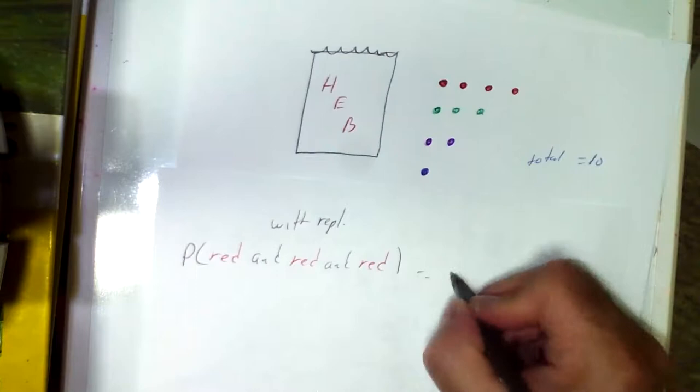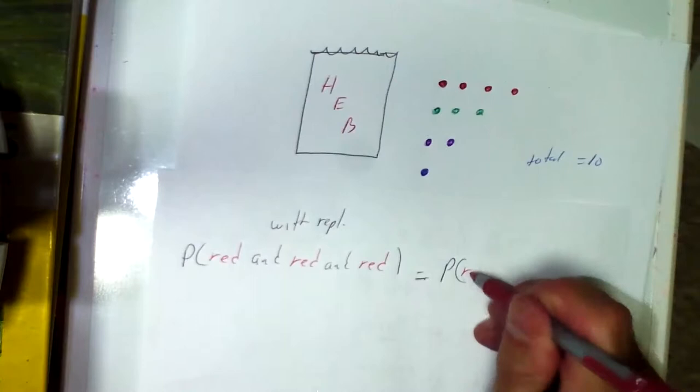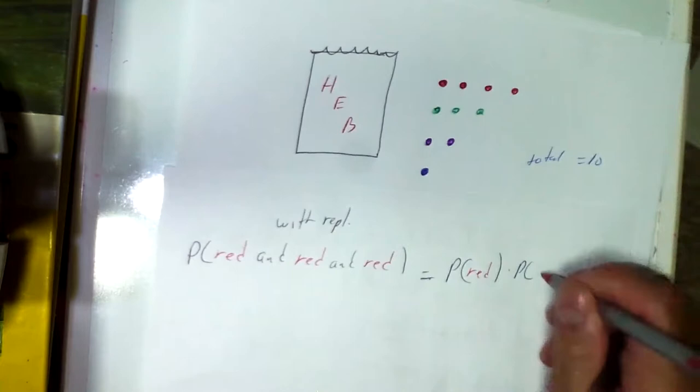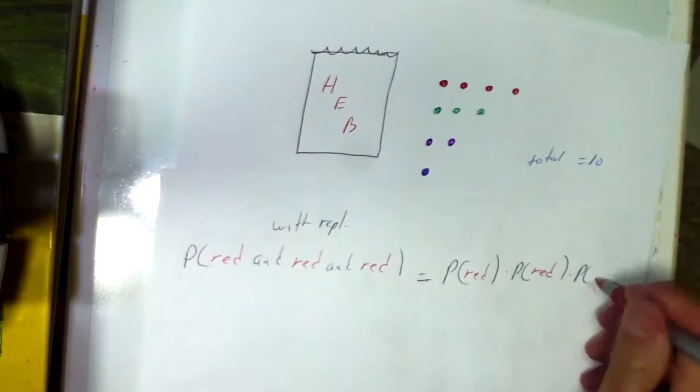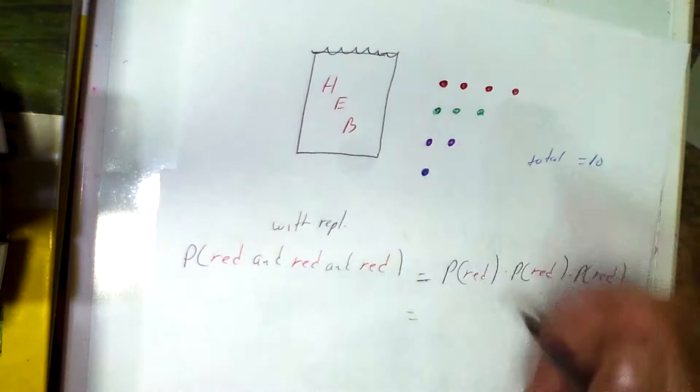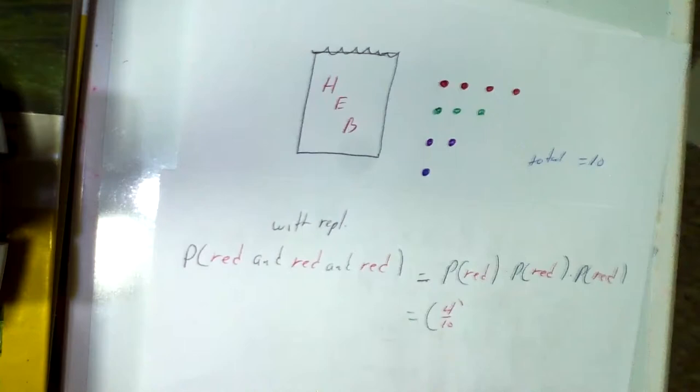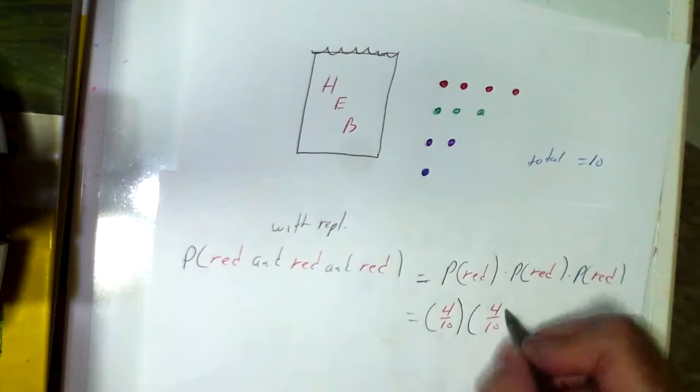So you're gonna do probability of red times the probability of red. They're each separate entities. So this would be 4 out of 10 times 4 out of 10 times 4 out of 10.